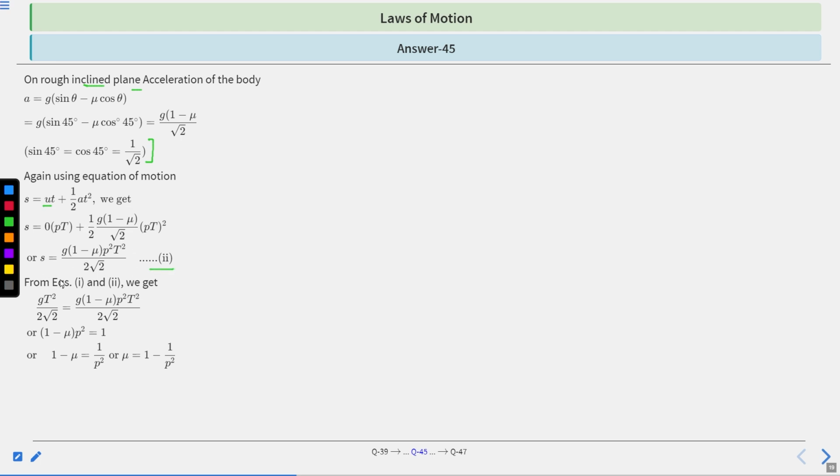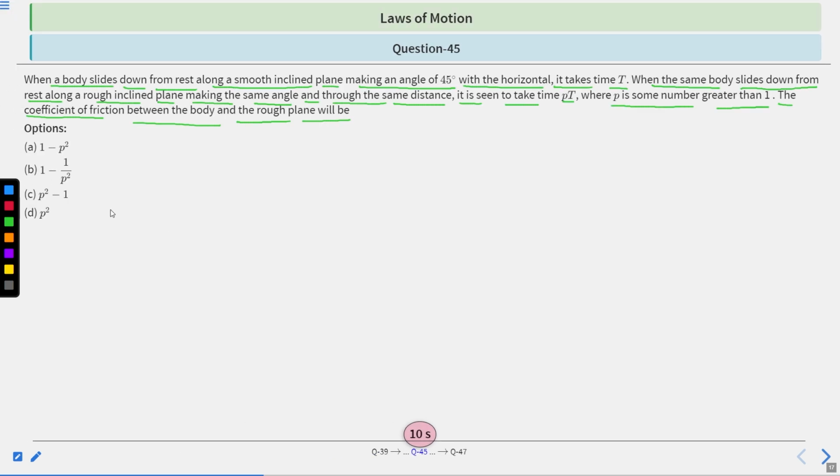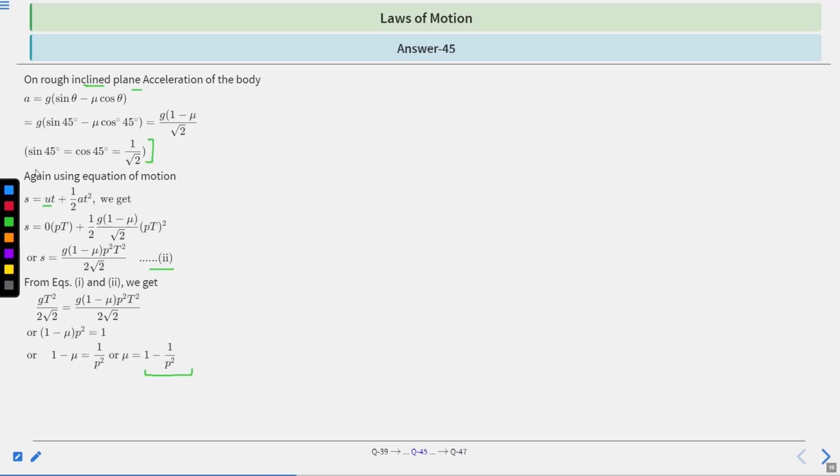Using equations first and second and solving these terms, we get 1 minus 1 upon p square. So the correct answer is B, 1 minus 1 upon p square. Next question.